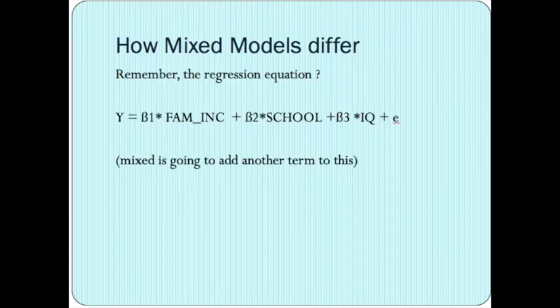Now let's talk about how mixed models really do differ though. Remember the regression equation? Y equals beta 1 plus, say, family income plus beta 2 times school plus beta 3 times IQ plus E. E is the error term. So that is the regression equation. Well, in a mixed model, we add another term to this.